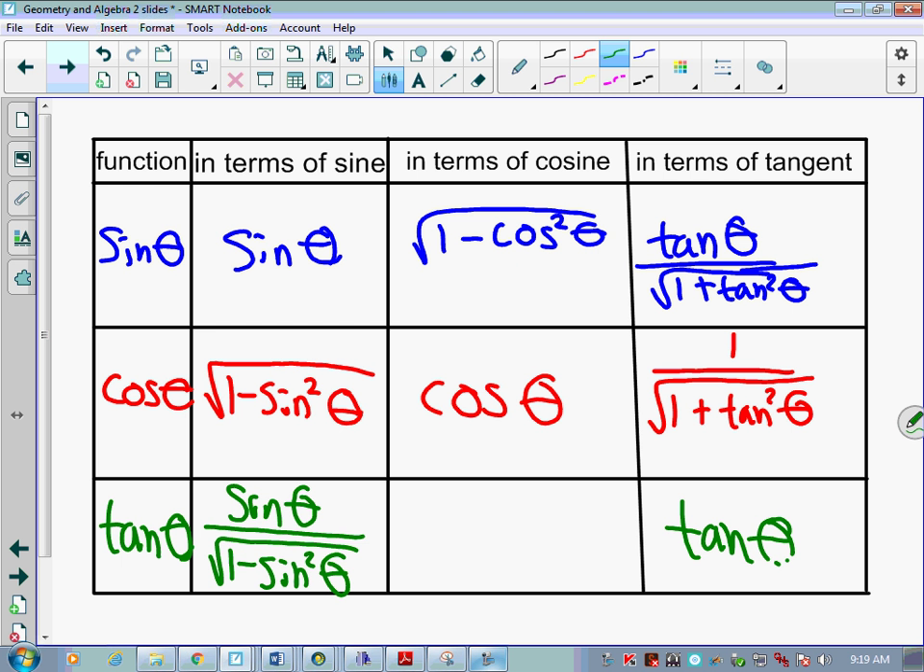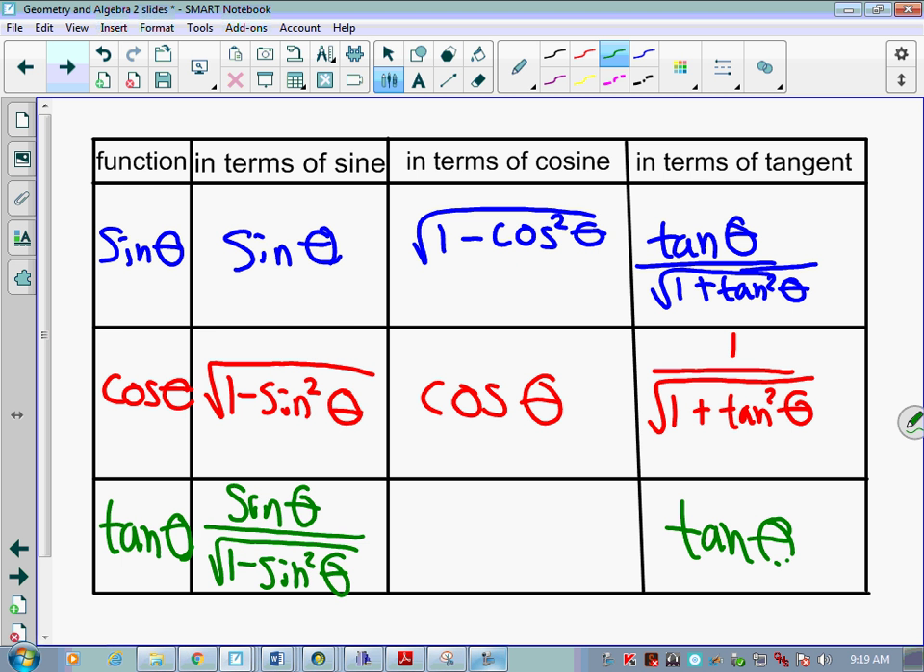Does that blow your mind? Is that too complex? Can we see it though? All we did, because tangent is sine over cosine, I still have sine over, but I can't put cosine down here because I need everything in terms of sine.